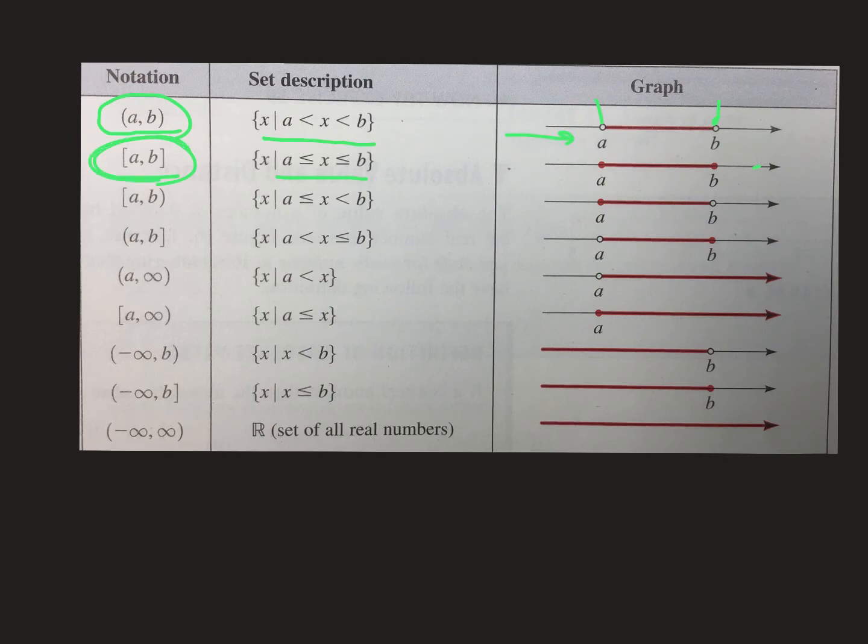It includes A and B. If you have an equals sign, you have a bracket. If you just have A is less than X, on your number line, X is greater than A. I read that backwards. X is greater than A.